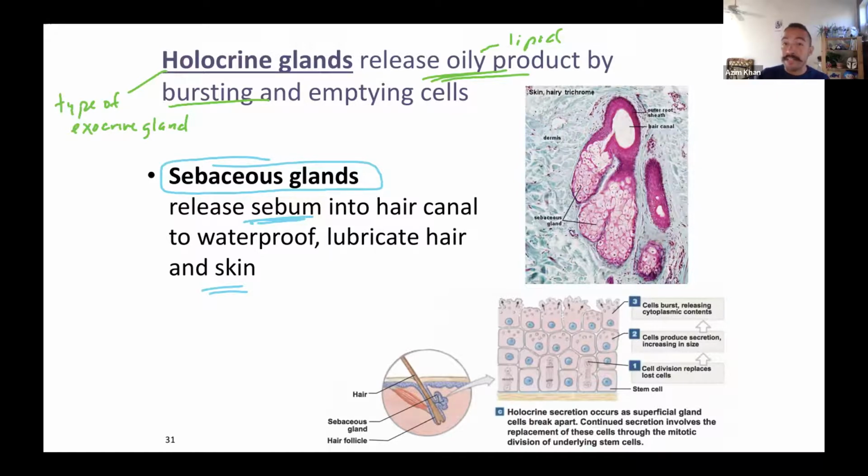Too much oil can be an issue that can lead to things like acne. Too little oil is an issue that can lead to damaged dry skin and poor quality hair. Sebaceous glands, they look very interesting. Take a look at this histology at the top right. Where I just circled and I'm coloring in, this is where a hair would be. This is a cross section of a hair.